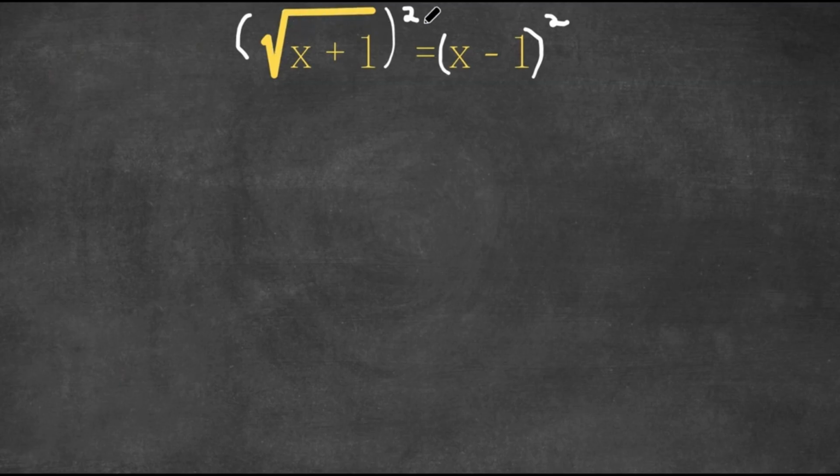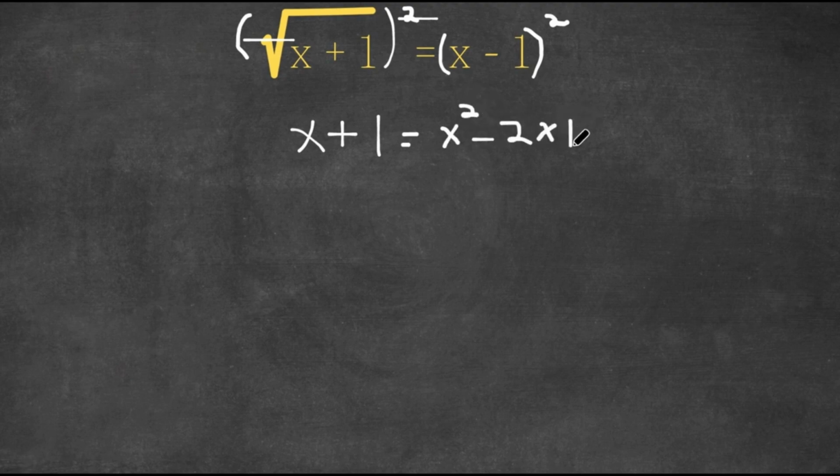Now, the square root and the power of 2, these two cancel. So this side will be left with x plus 1, and this is equal to x minus 1 squared, which is x squared minus 2x plus 1.